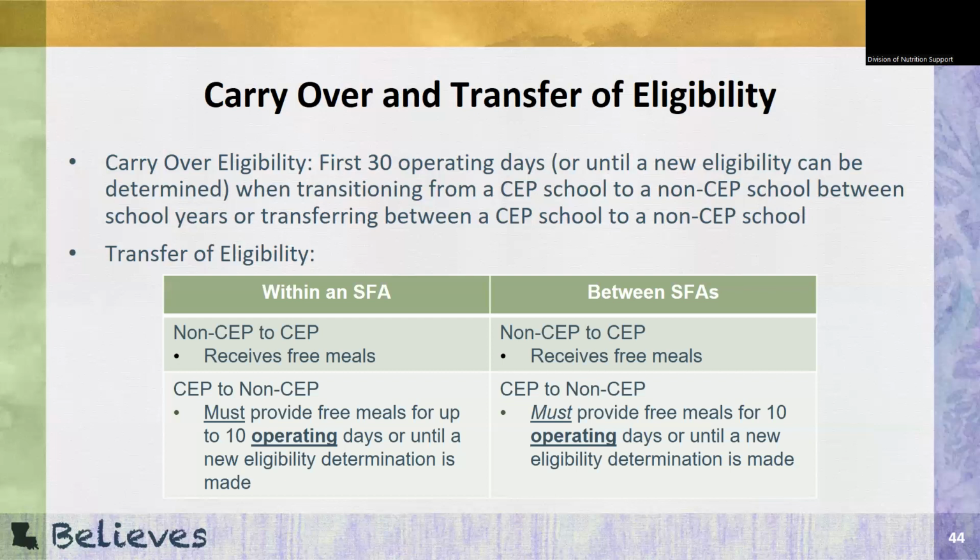If a student transfers to a new SFA from a non-CEP school to another non-CEP school, the free and reduced price eligibility may transfer from one SFA to another. If a student transfers from a non-CEP school to a CEP school in a new SFA, the student will receive free meals at the new school. And if a student moves from a CEP school into a non-CEP school in a different SFA, the school must provide free meals for 10 operating days or until a new eligibility determination is made.